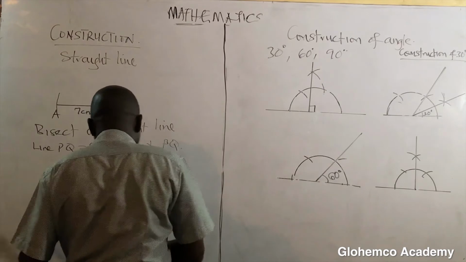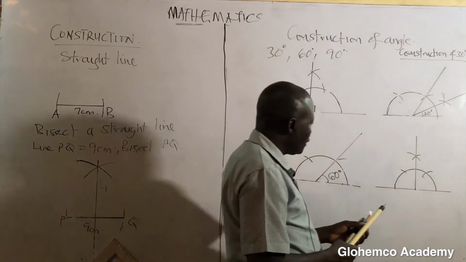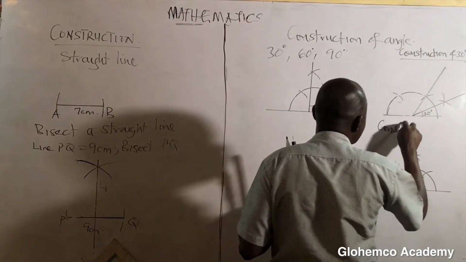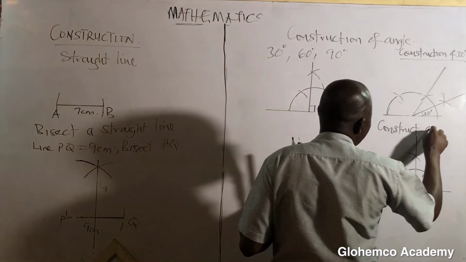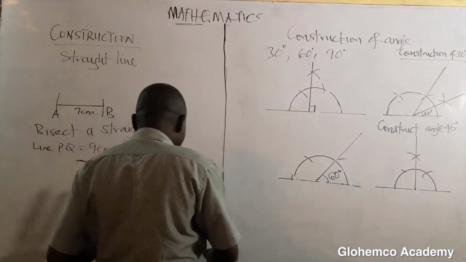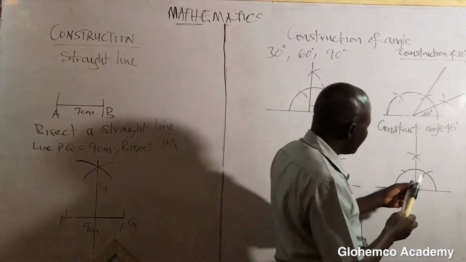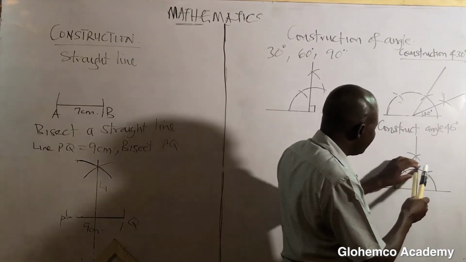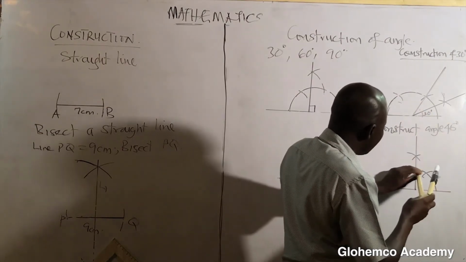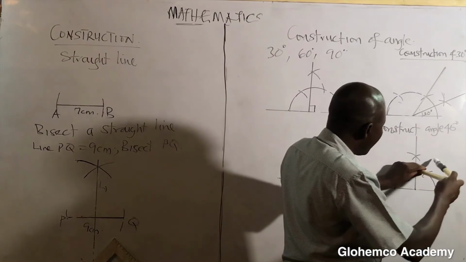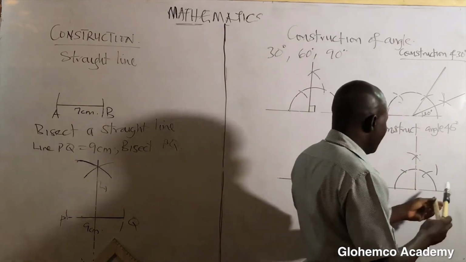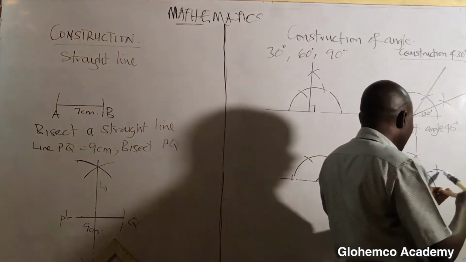This is 90 degrees. Now, after getting 90 degrees, we are to construct angle what? We want to construct angle 45 degrees. And 45 is half of 90. Because it's half of 90, you take your compass here again on top of 90, open this to any length that is convenient for you. Say this. You place it here, mark an arc. Then from here again, you mark another arc.